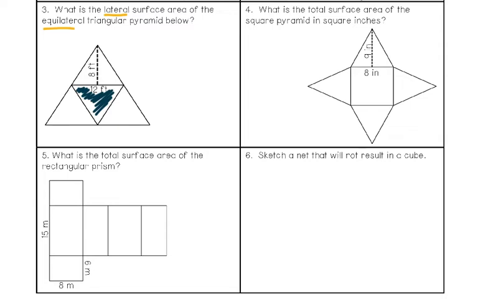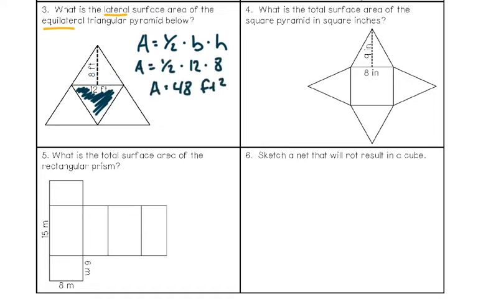I need to know the surface area of this shape. So I'm going to use the formula for area of a triangle, which is 1/2 times the base times the height. The base is 12, the height is 8. So I plug in my values, and I found that a single triangle in this pyramid has 48 square feet as its area, and there's 3 of these triangles that have the same dimensions. So I'm going to multiply that number by 3 and find my total surface area for all the faces except for the base, which is what lateral surface area is: 144 square feet.